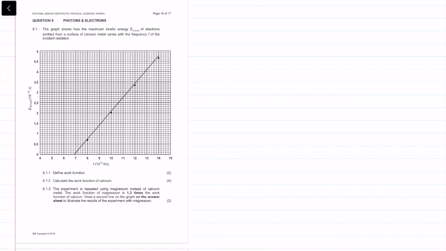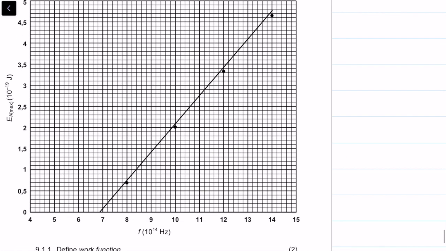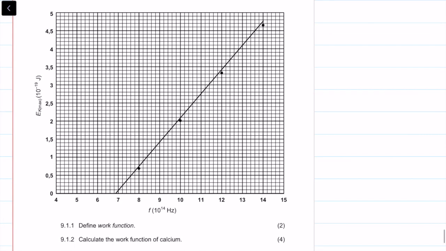Okay, so we're doing question 9 on photons and electrons. The graph shows the maximum kinetic energy EK of electrons emitted from a surface of calcium metal, which varies with frequency of the incident radiation. So we've got EK and we've got F. This point here would be F naught.